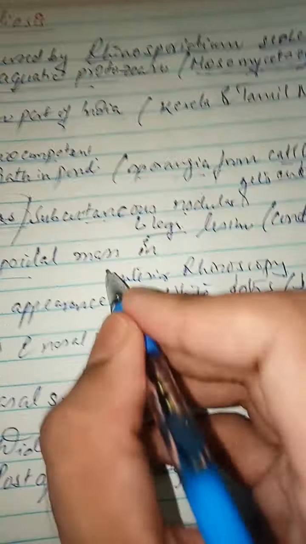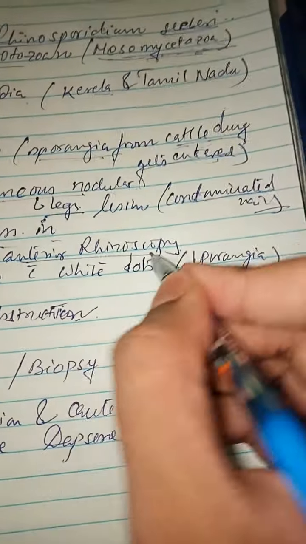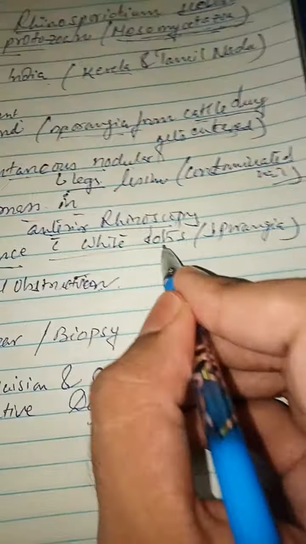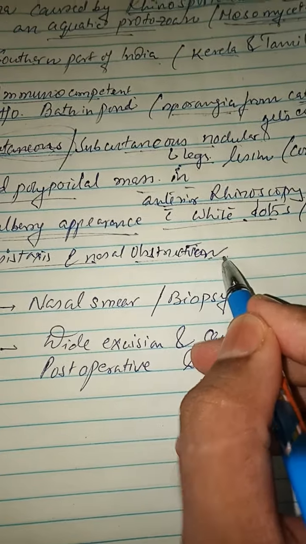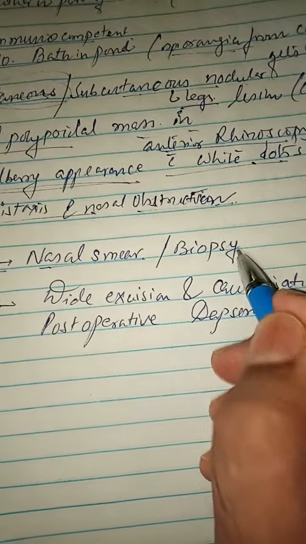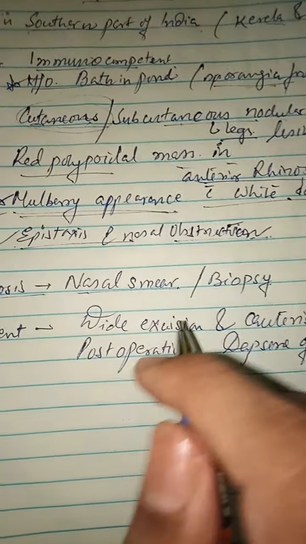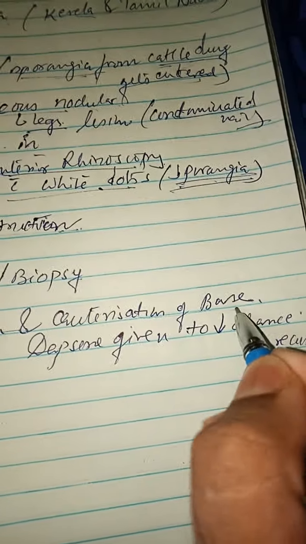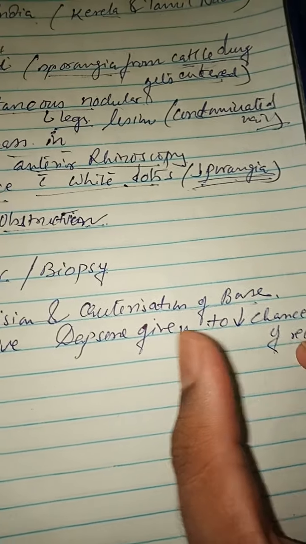A red polypoidal mass is seen in the nasal cavity on anterior rhinoscopy, giving the mulberry appearance with white dots. This is very much important. Mulberry appearance or strawberry appearance with white spots. These are the sporangia. The patient also complains of epistaxis and nasal obstruction. So what is the diagnosis? Nasal smear and biopsy is the diagnosis. We have to take the biopsy from the material. Treatment is wide excision and cauterization of the base of the sporangia.